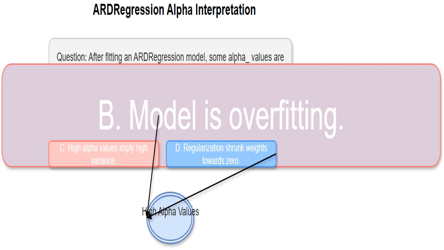This is wrong. Alpha represents precision, the inverse of variance. A high alpha means low variance. If the model is very confident the weight is near zero, the variance of that weight will be low. The uncertainty about that feature's influence is small. Remember, high precision means low variance.